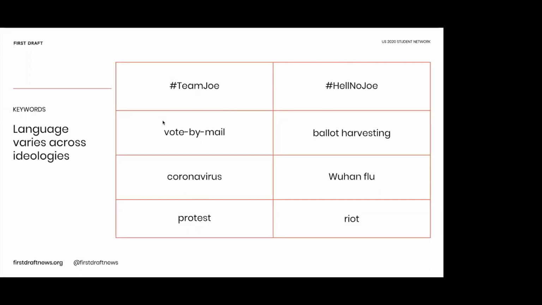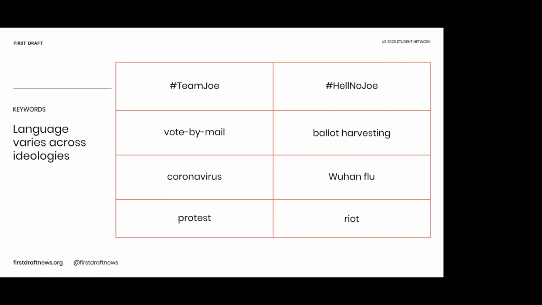Vote by mail has been a topic that we've been looking at very closely with regards to the election because of the pandemic and how voting is going to work across the country. That is a neutral term. On the other hand, ballot harvesting is a term that we have seen mainly on the right to indicate basically the same thing, but it has this implication of people or organizations gathering people's ballots to do something fraudulent or nefarious with them. Same thing with coronavirus, right? The term Wuhan flu is about coronavirus, but it comes from a particular perspective, to put that very graciously.